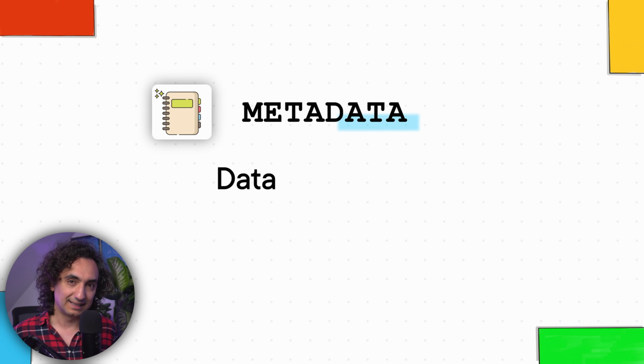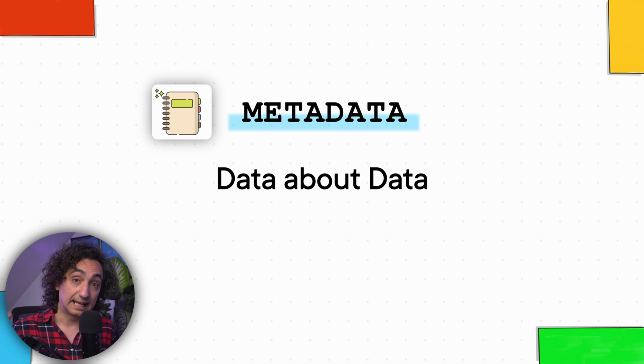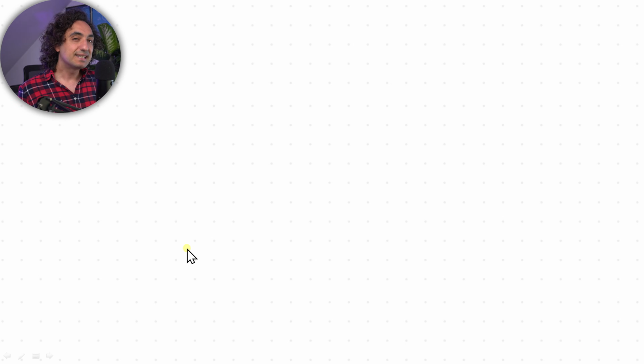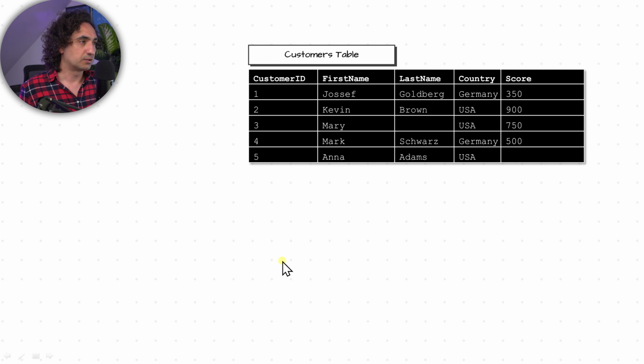So what is metadata? Metadata is data about data. Now let's understand what this means. What we have done so far is that we have created a table called customers, and we have defined inside it multiple columns like the customer ID, first name, last name, and then we have inserted our data inside this table. So we have inserted 5 customers. So that information is my data. I have created it and stored it inside the database. That's why we call it the user data.